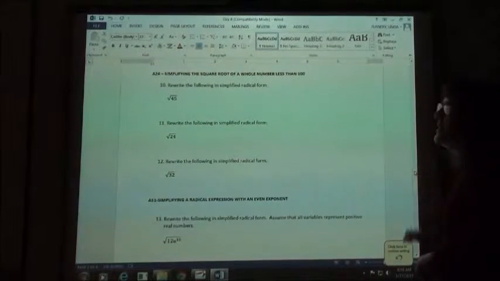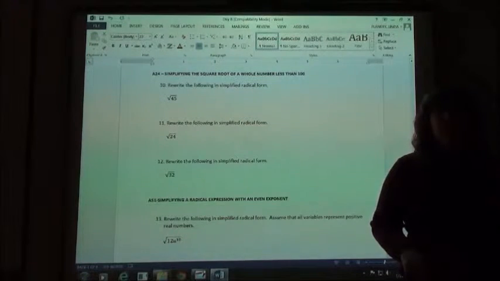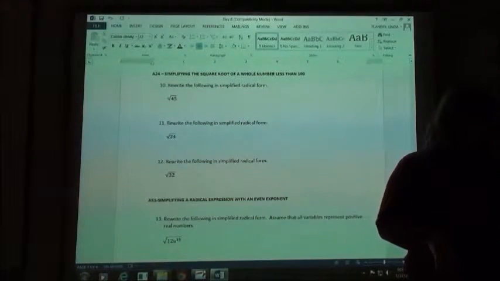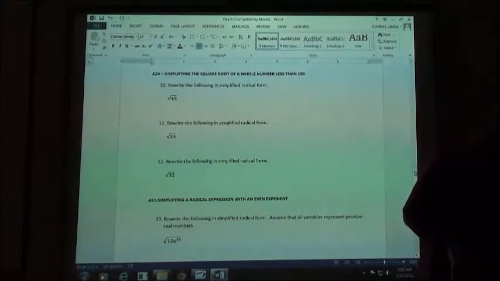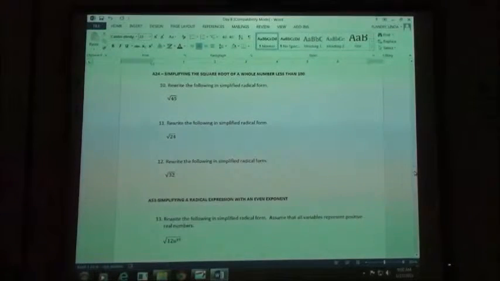Okay, now we're switching gears. We're going over to square roots, simplifying some radical expressions that are irrational so they don't come out to nice whole numbers. So, keep in mind your perfect squares.